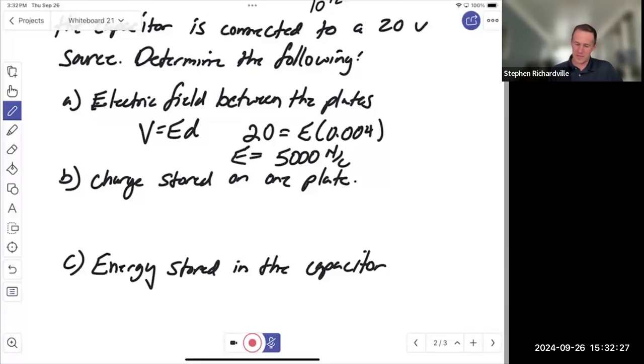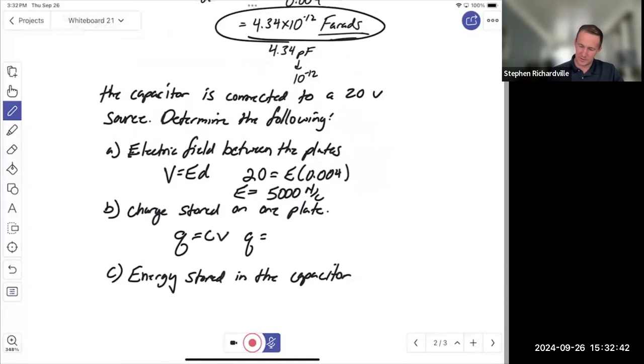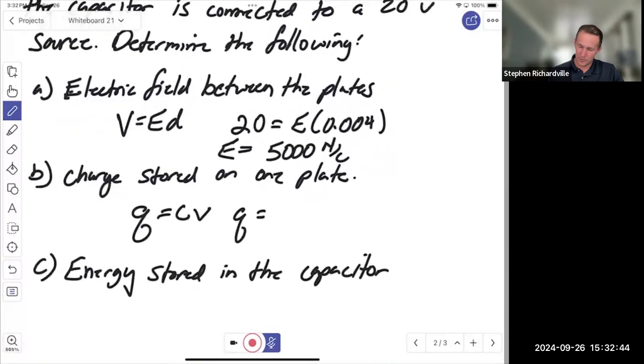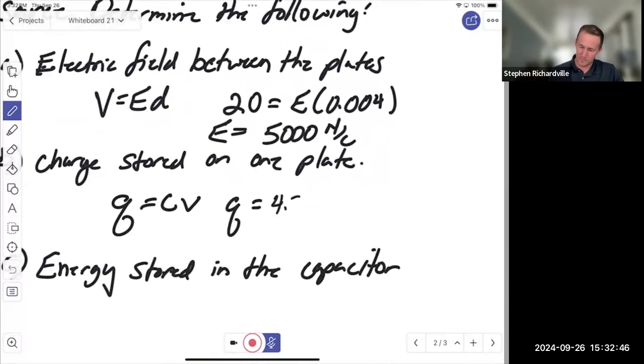Cool. So there's that. What about the charge stored on one plate? That's Q equals CV. So you talk about charge with capacitors. Charge is Q equals CV. So Q is going to be equal to C, which is the value carried forward here, 4.34 times 10 to the negative 12. So it's going to be pretty small here, times 20.